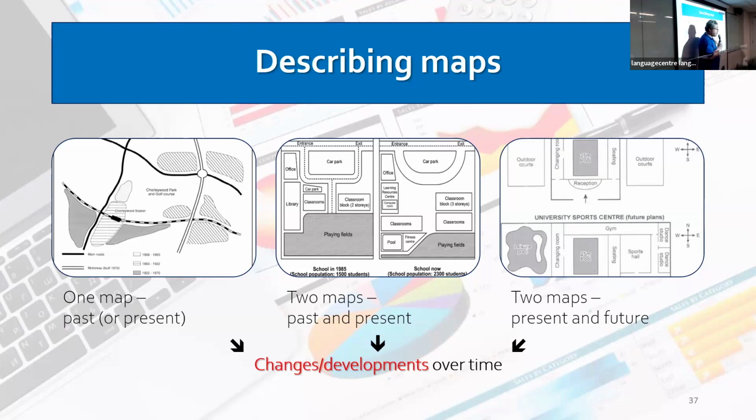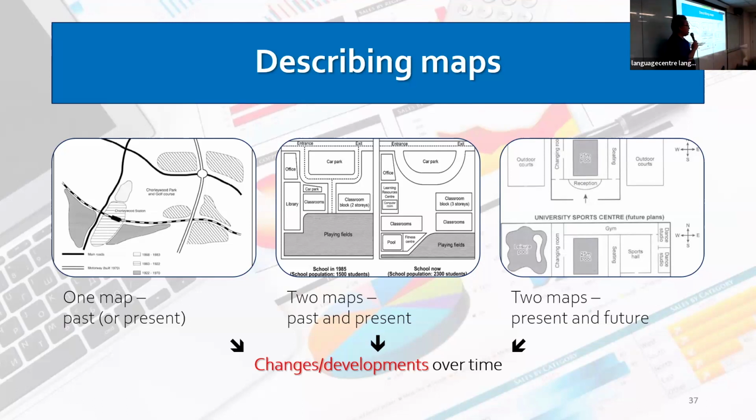the third variation of this task is to show you two maps of present and future. Like the example here, the University Sports Center, the present plan of the University Sports Center and the future plan for development, like after 20 years, in the same sports center. Here, the use of tenses will be a bit tricky because it really depends on whether you're talking about the past, present, or future.